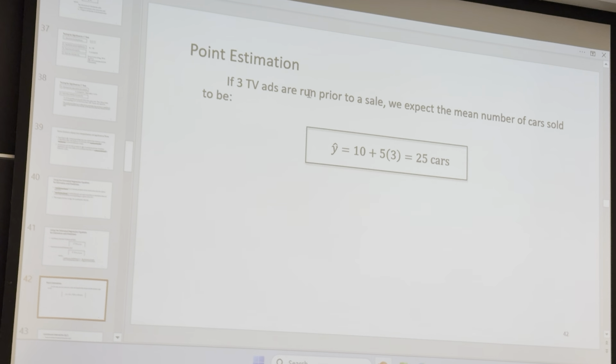If 3 TV ads are run prior to the sale, we expect the mean number of cars sold to be 25. We are using regression. We are planning to run 3 ads next month, and we expect that we will be selling 25 cars. Are you really going to sell 25 cars? This is just a point estimate. It could be more, it could be less. So we have to make interval estimates. And those interval estimates are of 2 types.